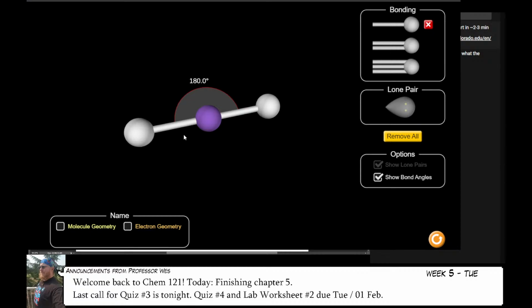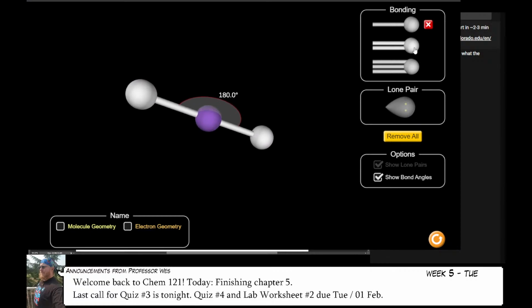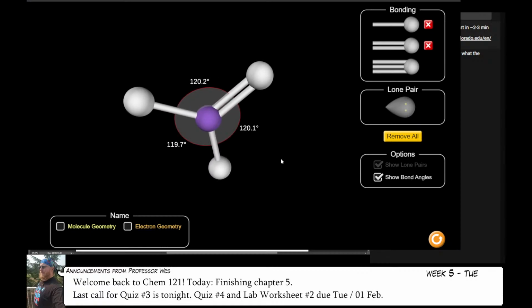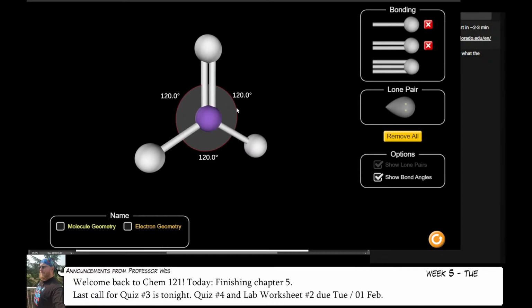So you can play with this by clicking on that link that I sent you. You do have to run the JavaScript application to do it. But it's a really good way to model. And you'll notice that whether I use single bonds or double bonds, the geometry is the same, because those electrons are in the same group.